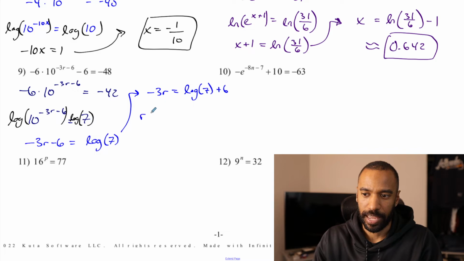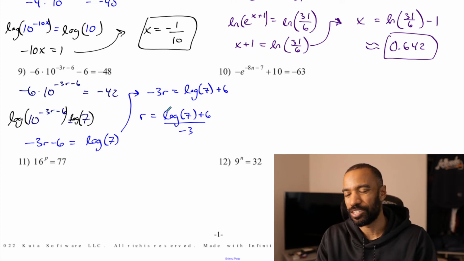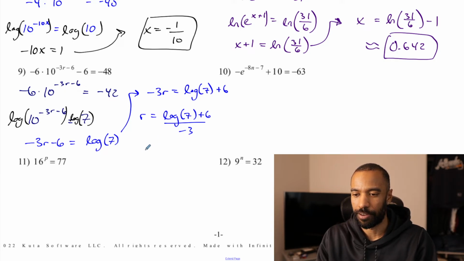And divide both sides by negative 3. We'll get log of 7 plus 6 over negative 3. There are better ways to write that answer because you shouldn't have a negative inside the denominator. But since we're rounding anyway, it's totally fine. Just make sure you do this correctly.